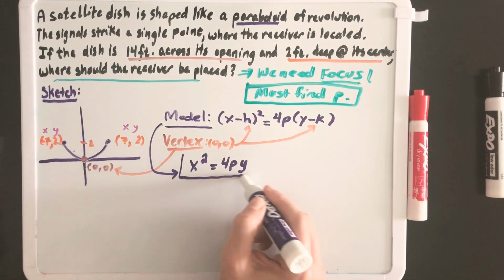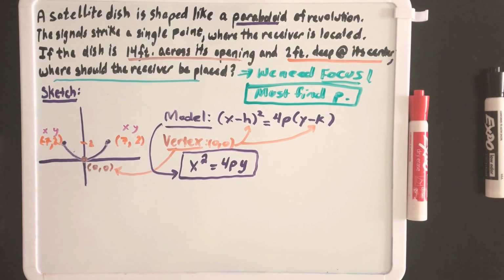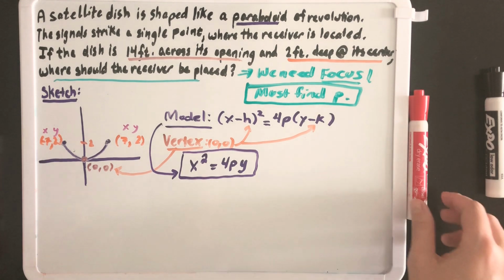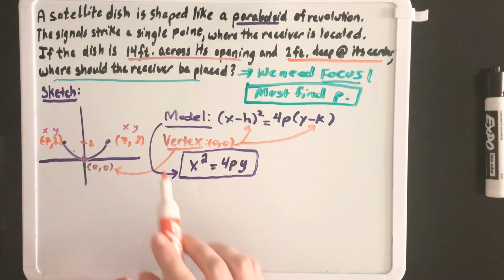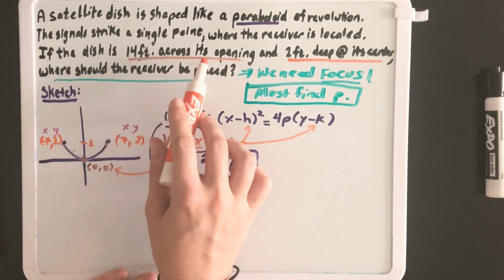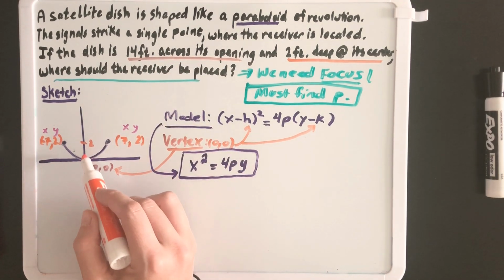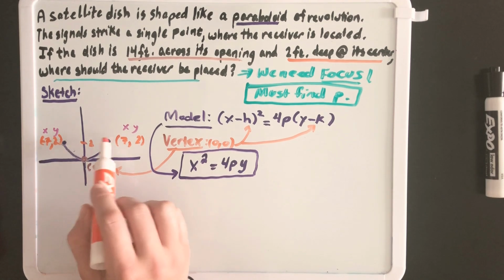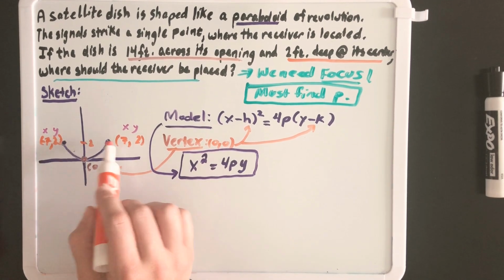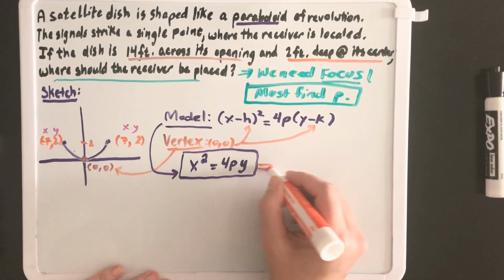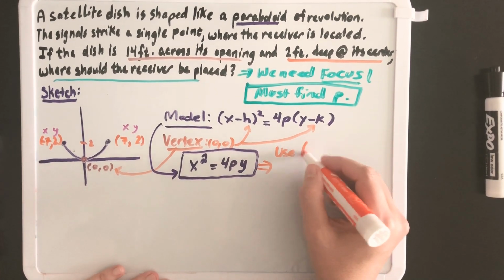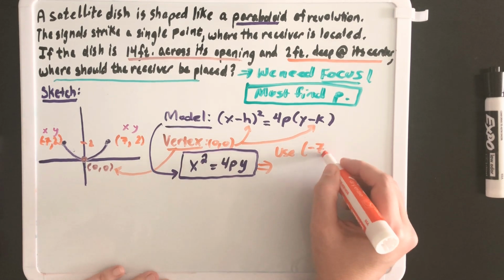So there is my model, but I don't know what p is. How would I get P? Well, I would need to use information, and that's a pretty common thing in math. We use what is given to help us find the unknown. So since they gave me the information about the depth of the parabola being 2 feet here at the center, and the width there being 14 across, or 7 in each case, I will use my points, use the point either 7, 2 or negative 7, 2.